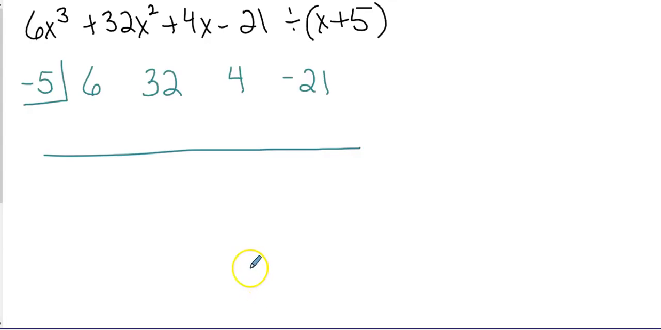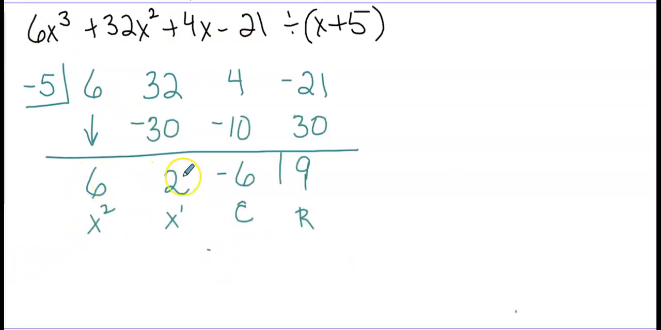Okay, so you should have set it up like this. Remember, if this is a positive 5, this is a negative 5 over here. And then you have an x cubed, x squared, x to the 1st power, and then your constant. So those are just lined up across the top. So let's bring down the 6, and then pause the video and go ahead and solve this out and see if you can determine whether x plus 5 is a factor of this polynomial.